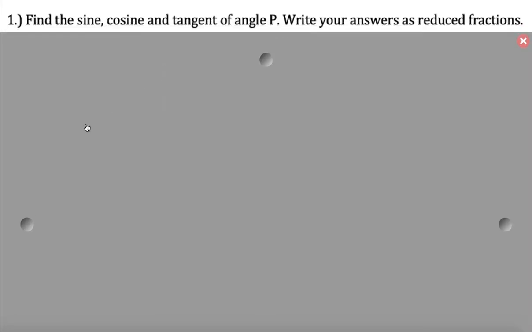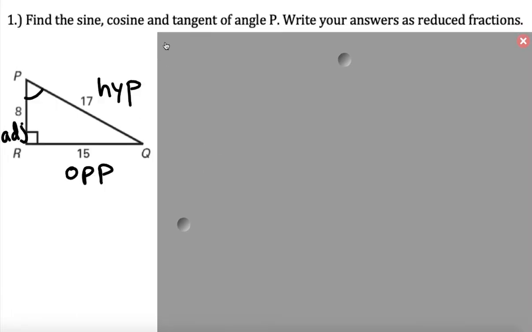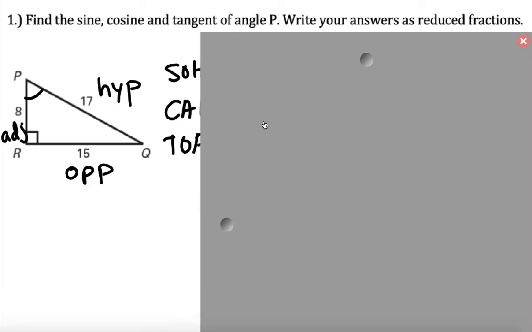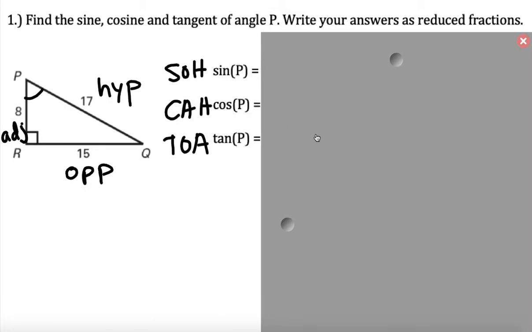So to get started with this example number 1, we are going to look at angle P. We want to write the fractions for sine, cosine, and tangent. So on our triangle, we label angle P here. We label the opposite, the hypotenuse, and the adjacent. So opposite from P, adjacent, hypotenuse. And then we want to write the fractions that go along with those side lengths.